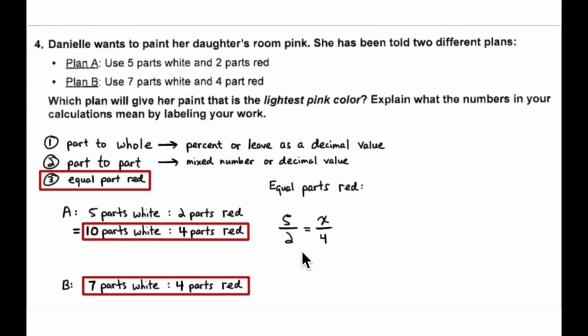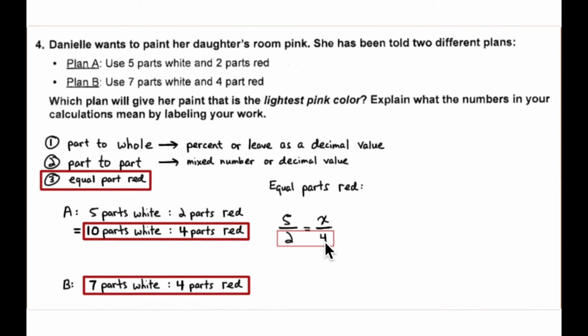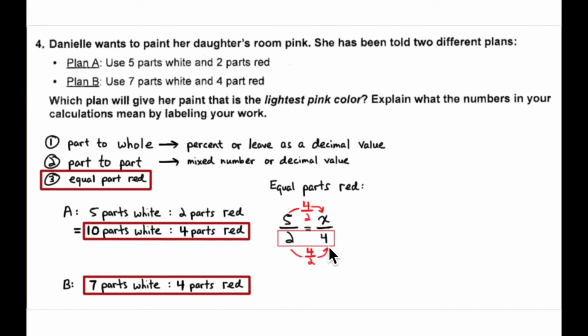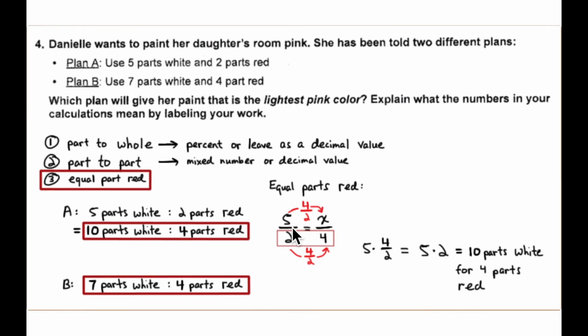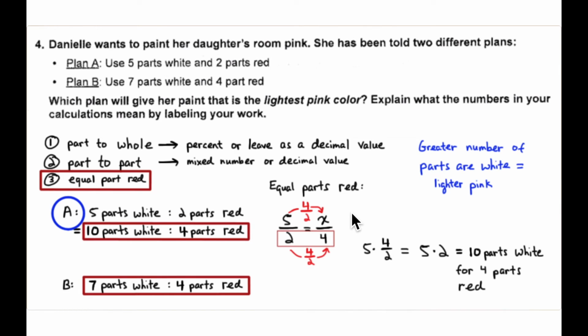So I'm going to double this times 2. Well, that ratio is 4/2, which is the same as 2 times. So this 5 times 4/2 is the same as 5 times 2. Get 10 parts white for 4 parts red, compared to 7 parts white for 4 parts red. So more white paint, so it's a lighter shade of pink. So A, once again, is the answer.